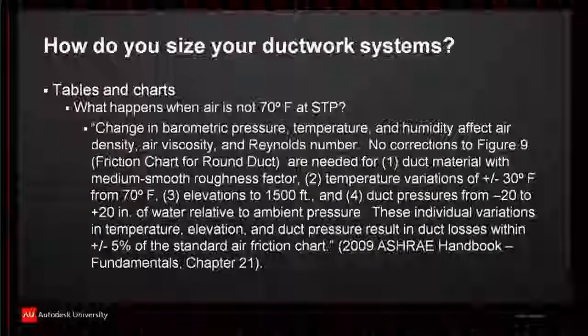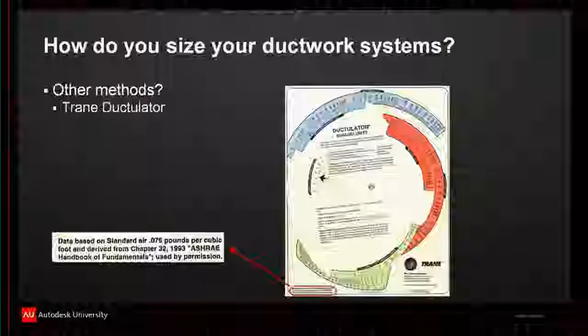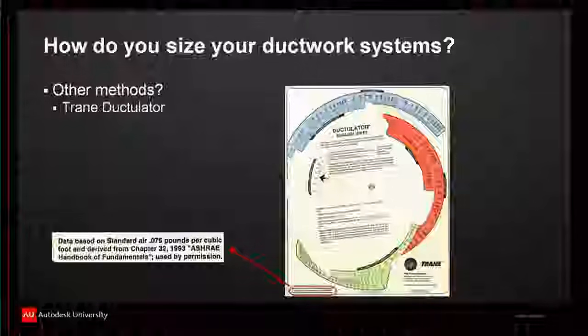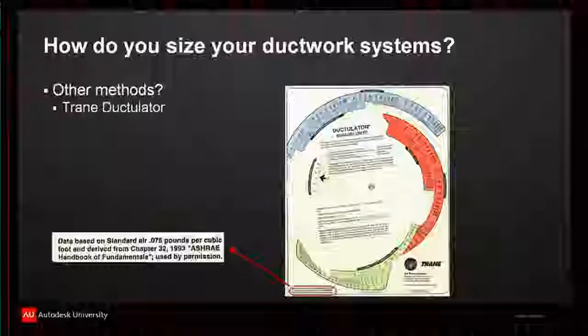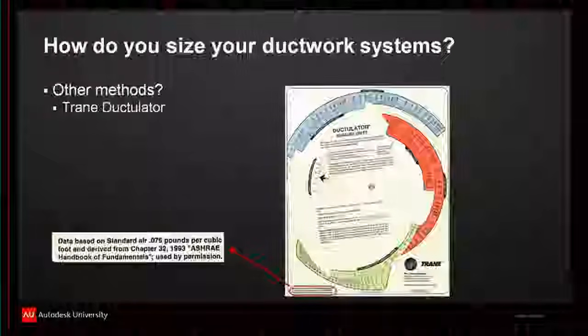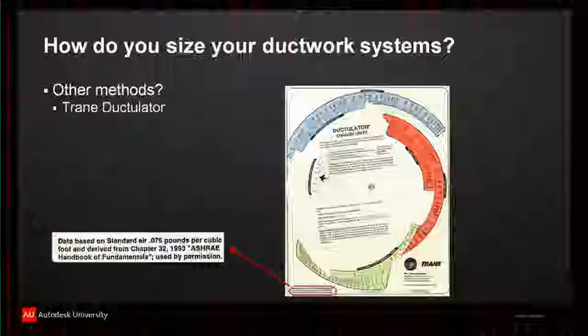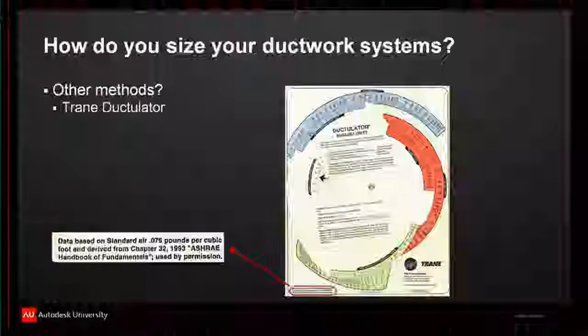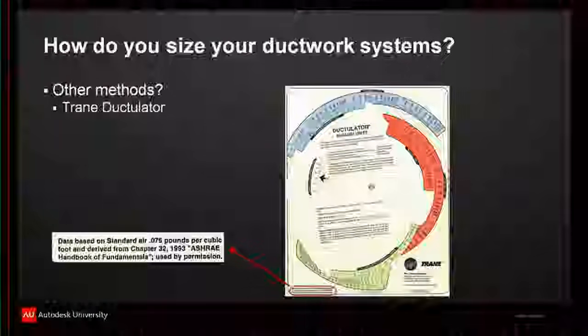Okay, now that information, again, is straight out of 2009 ASHRAE. Those are some of the things that we have to cover with the engineers. So when you pick up a ductulator, everybody seen one of these? Mine's old, so am I. Down in the lower left-hand corner, the newer ductulators don't say this, but it says this is based on 0.075 pounds per cubic foot, derived out of Chapter 32 of the 93 ASHRAE Fundamentals. Okay? So remember the 0.075, just remember that as we move forward.